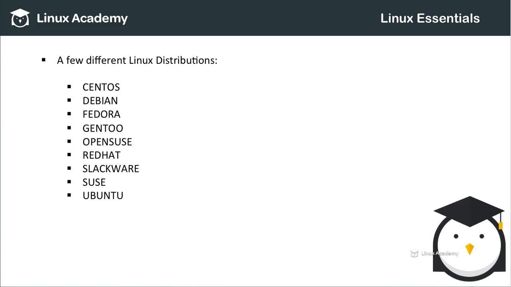CentOS, Debian, Fedora, Gentoo Linux, OpenSUSE, which is the open source equivalent to SUSE, which we'll talk about in just a moment, which is more of an enterprise version of Linux. Red Hat, which is another enterprise version of Linux, and Slackware, which happens to be one of the earliest actual distributions to come from a Linux kernel. And then finally, Ubuntu, which is actually one of the most popular and widely available distributions today.